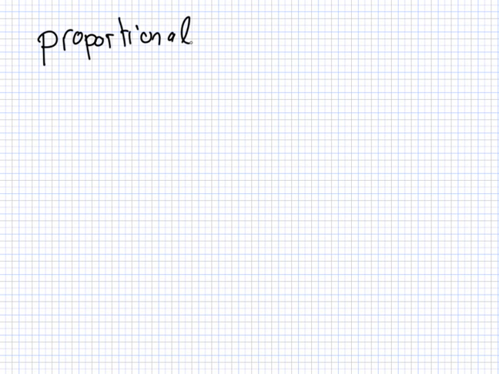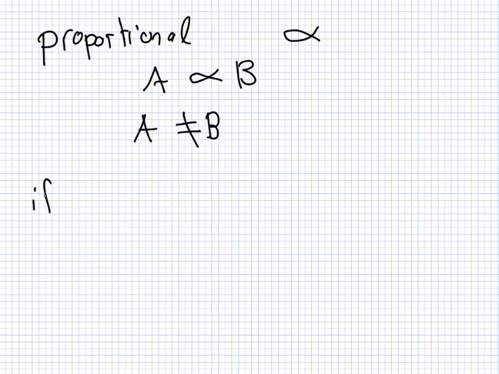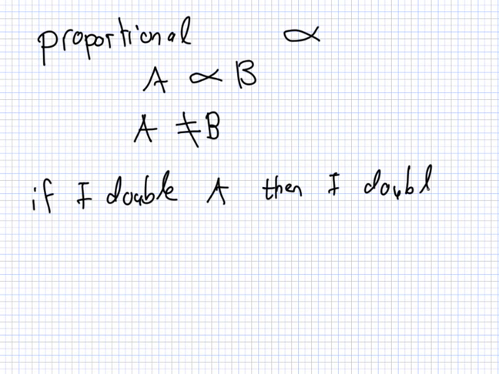So just a little bit of vocabulary. Proportional means this. So for example, if I say proportional is this symbol, and if I say A is proportional to B, that does not mean A equals B. I mean it could, but not necessarily. What it means is that if I double A, then I double B, or triple, or whatever.